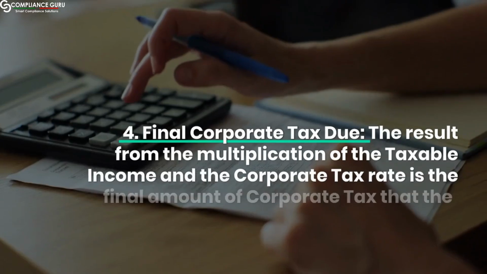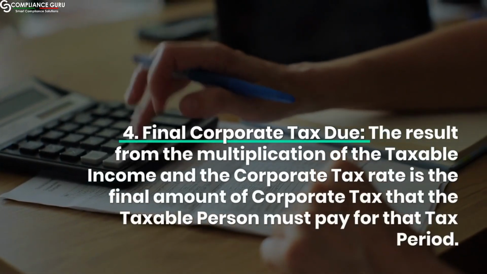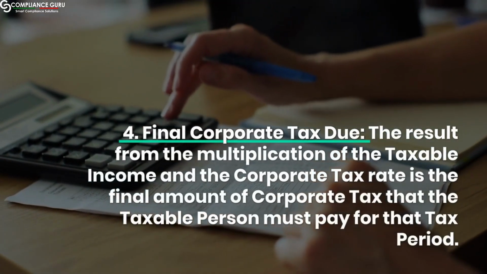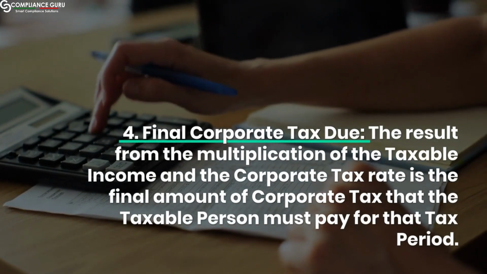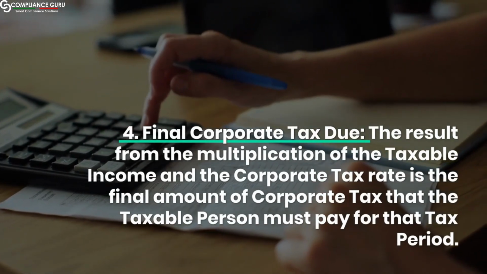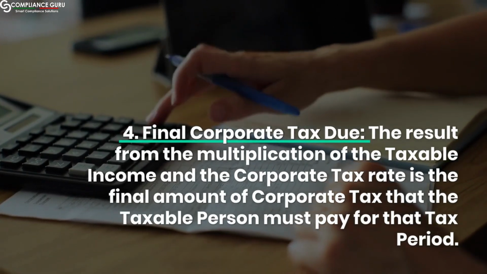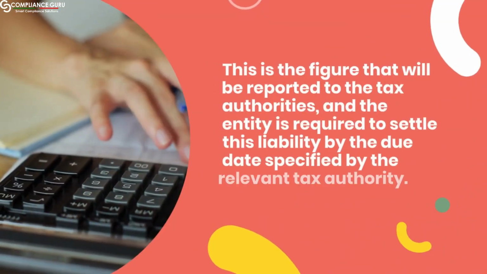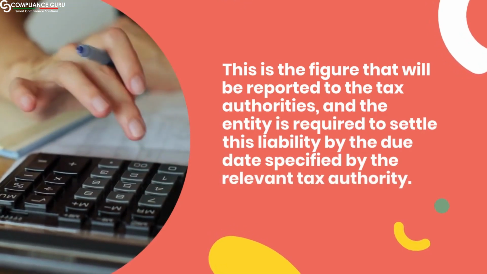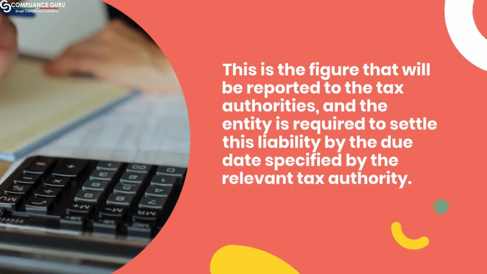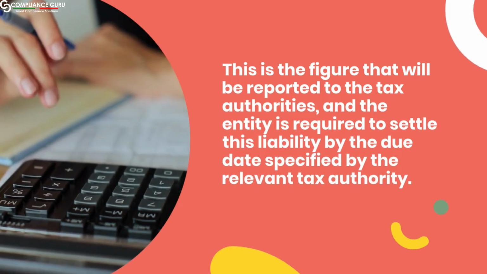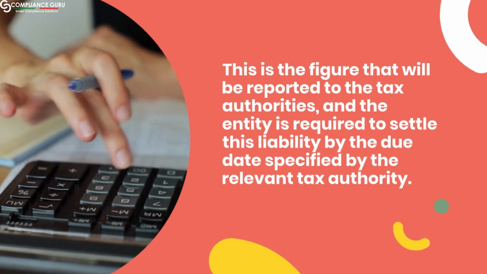4. Final corporate tax due. The result from the multiplication of the taxable income and the corporate tax rate is the final amount of corporate tax that the taxable person must pay for that tax period. This is the figure that will be reported to the tax authorities, and the entity is required to settle this liability by the due date specified by the relevant tax authority.